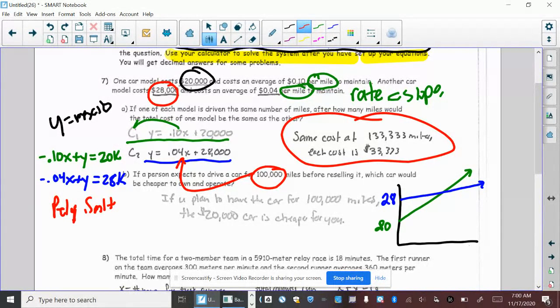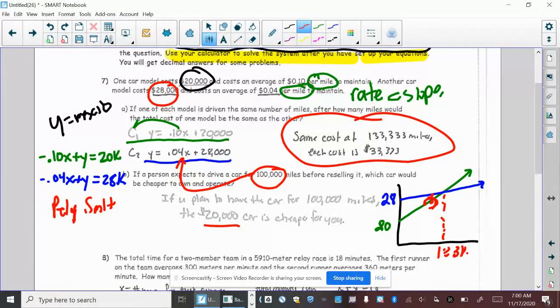This here is, was it 133,000? So anything less than that, you want the green. You want what's going to be cheaper to you. So 100,000 would be somewhere around here. You would obviously want the green one here because that's going to cost you less. So you would want the $20,000 car.